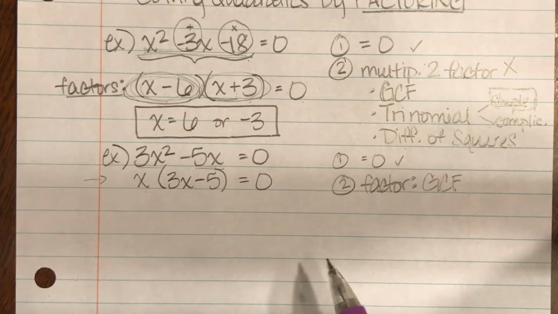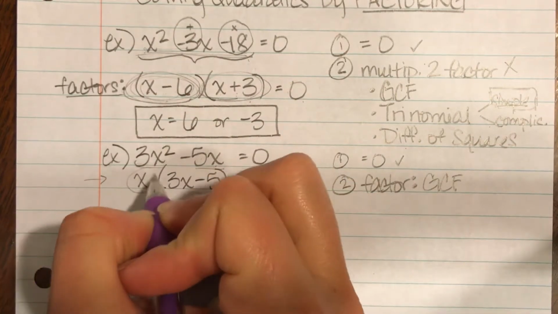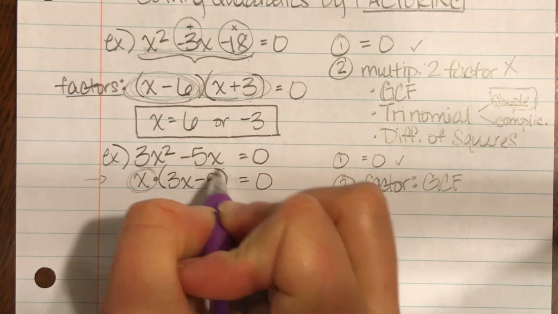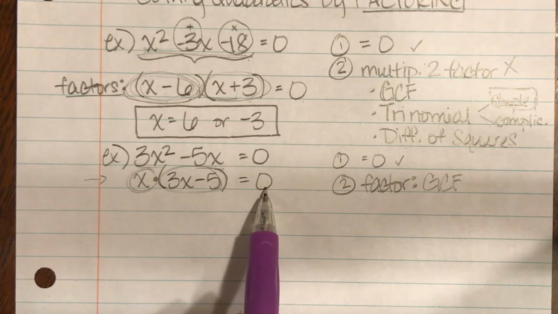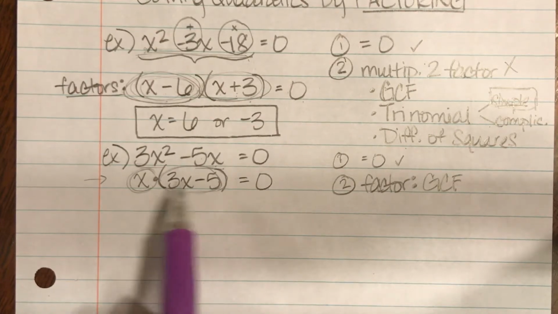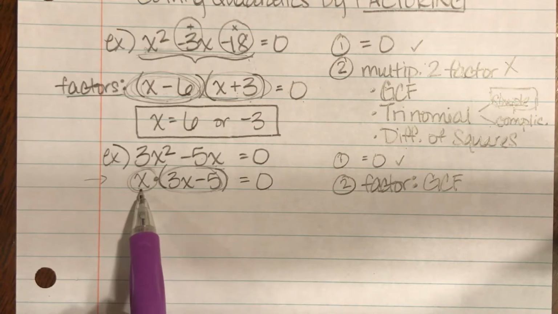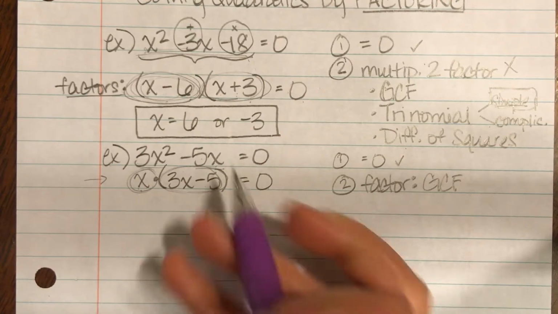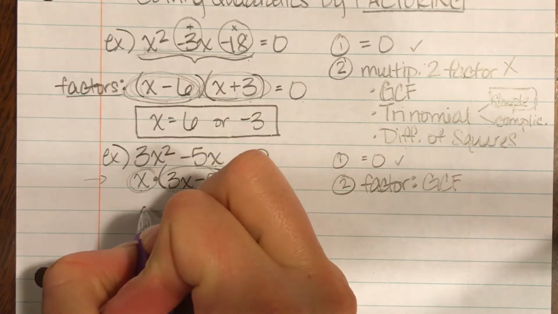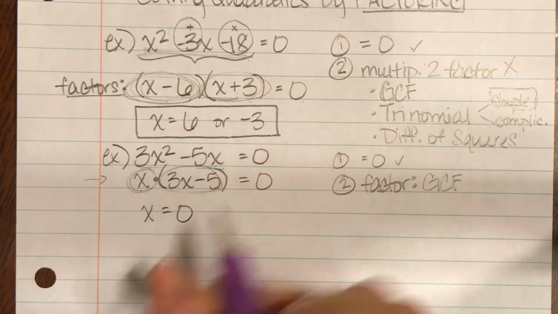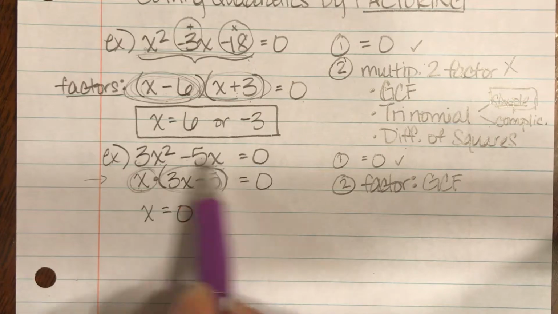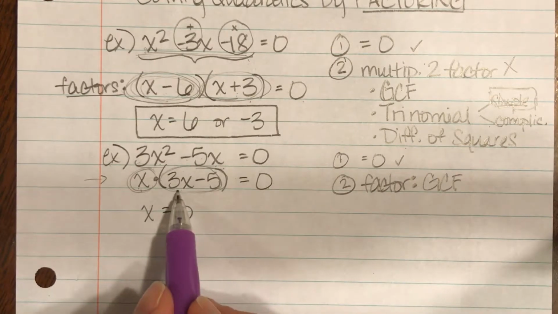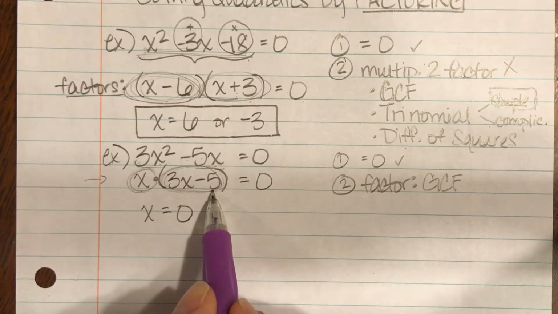Now I've got a multiplication problem. I have this factor times this factor that equals 0. So in order for it to multiply and equal 0, one of these pieces has to be a 0. Well, the first one's pretty simple, actually. So x has to just straight up be 0. If x is a 0, then when I plug it back in, 3 times 0 squared minus 5 times 0, it all becomes 0.